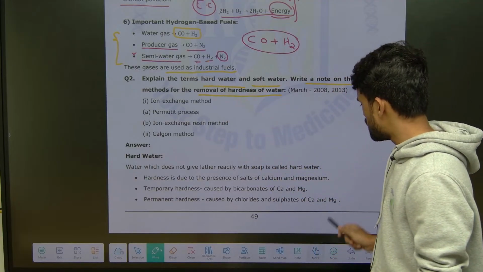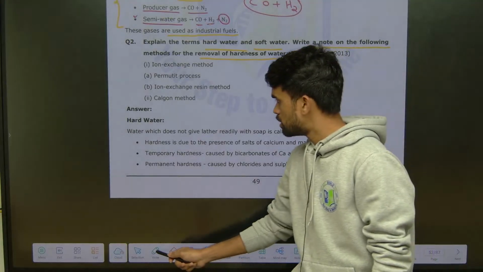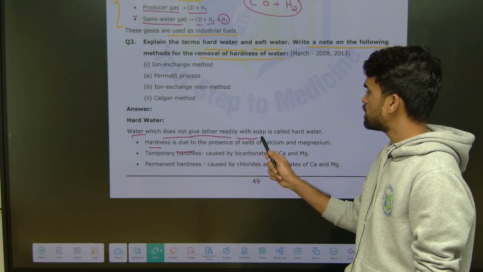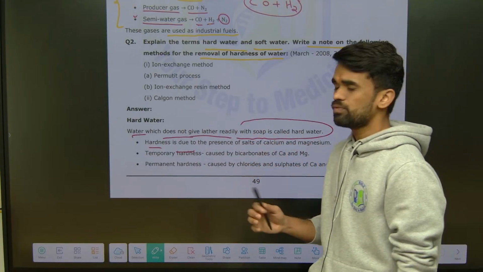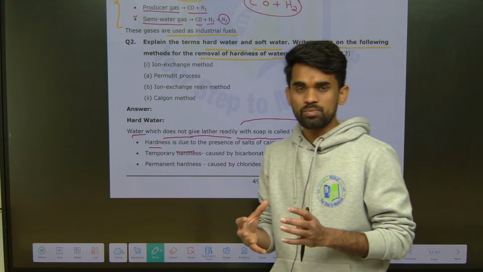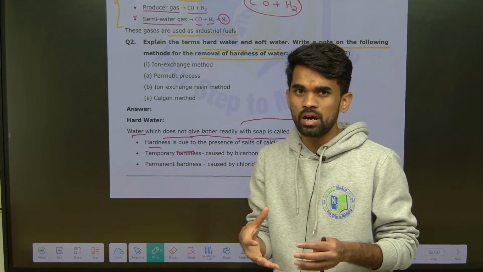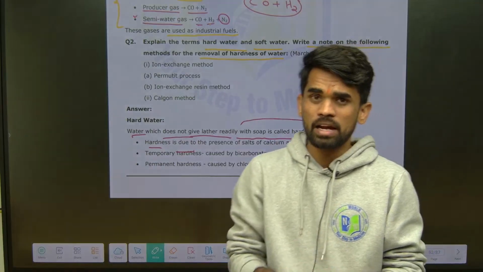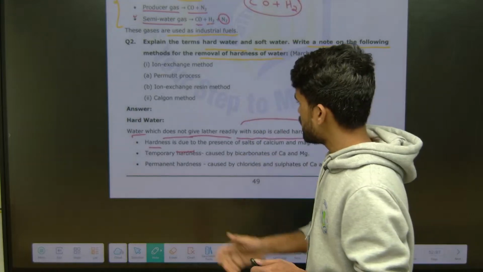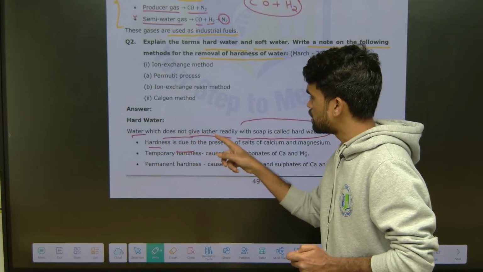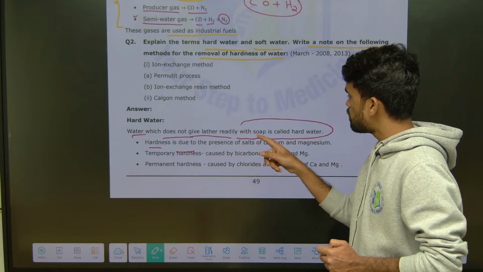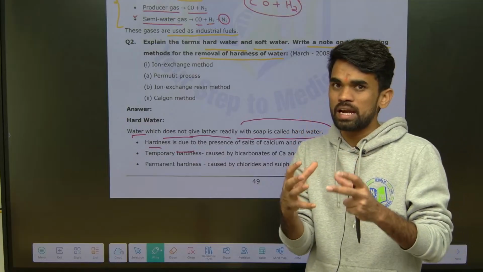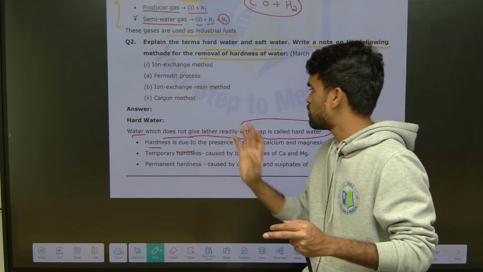Now look here. Water which does not give lather readily with soap is called hard water. For example, if you take water from a borewell, it won't give lather when you add it to soap water. So water which does not give lather readily with soap is called hard water. Hard water does not give any foam, that is what we mean by lather here. It will not form with soap water.